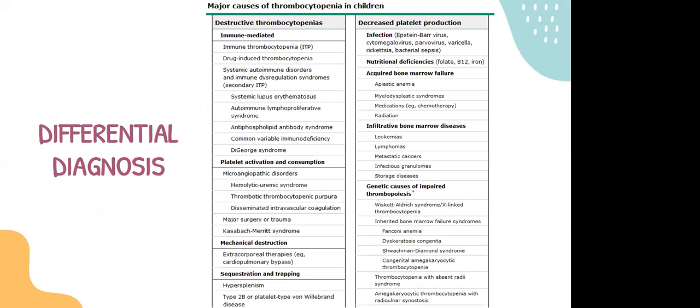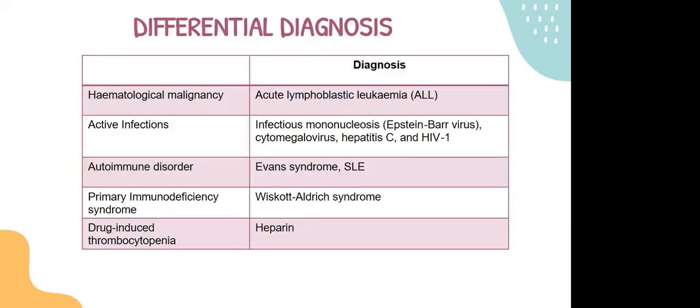So these are the differential diagnoses of ITP. Again, ITP is a diagnosis of exclusion. So we need to exclude other causes of thrombocytopenia first before we can diagnose a patient to have ITP. So examples of differential diagnosis: hematological malignancy such as acute lymphoblastic leukemia or ALL can also present with thrombocytopenia. But ALL will have other clinical and laboratory findings that will differentiate it from ITP, such as presence of hepatosplenomegaly. And thrombocytopenia in ITP is more severe than in ALL.